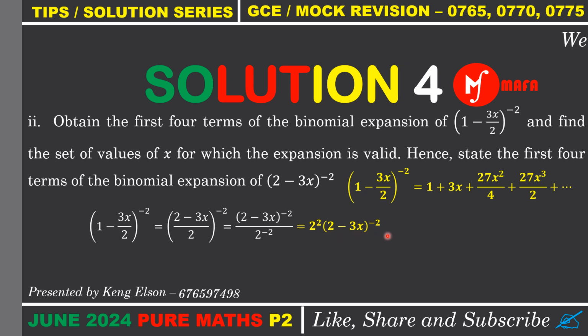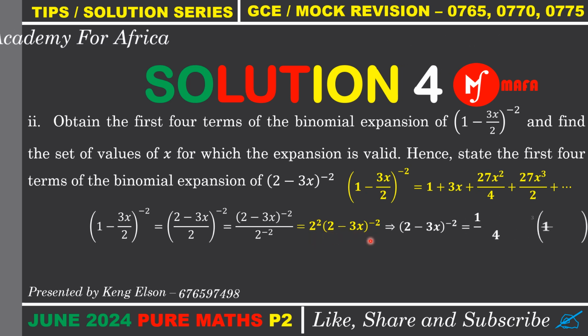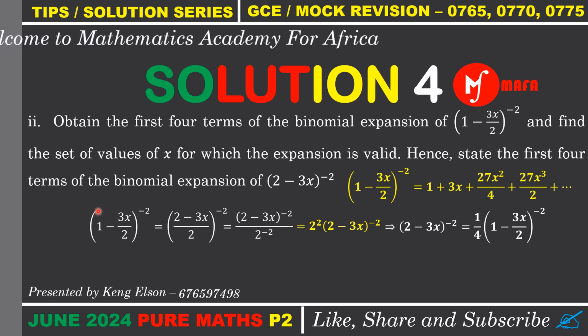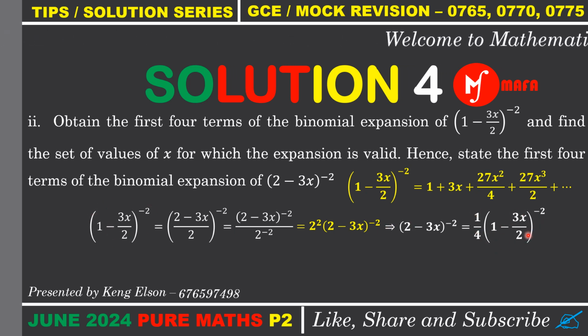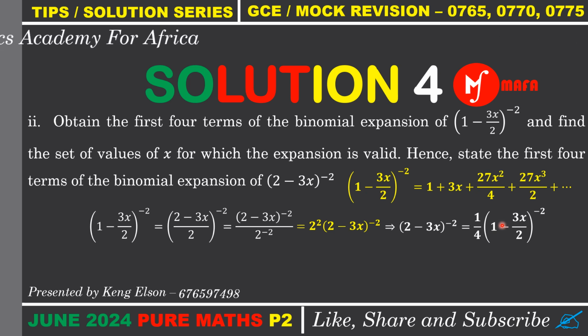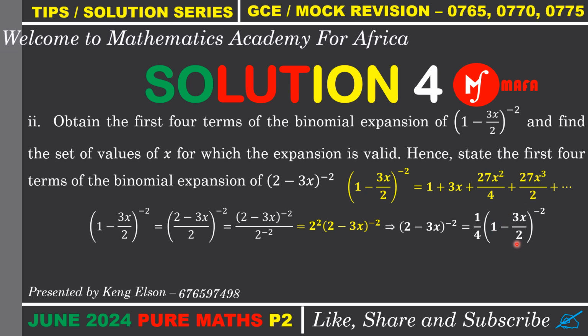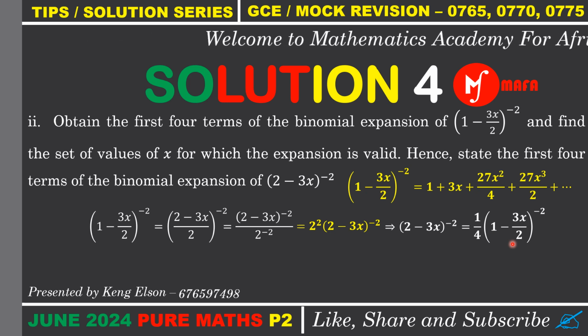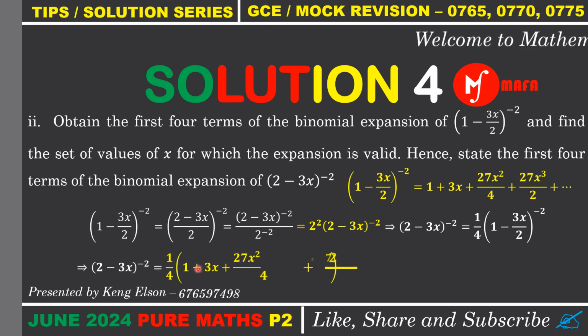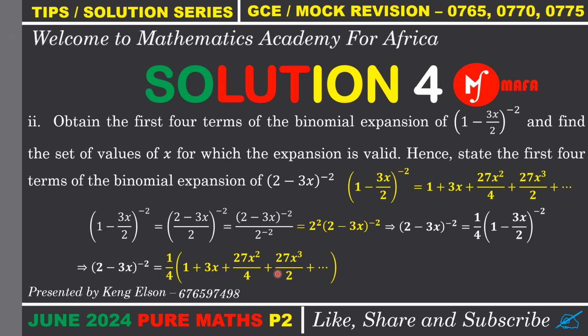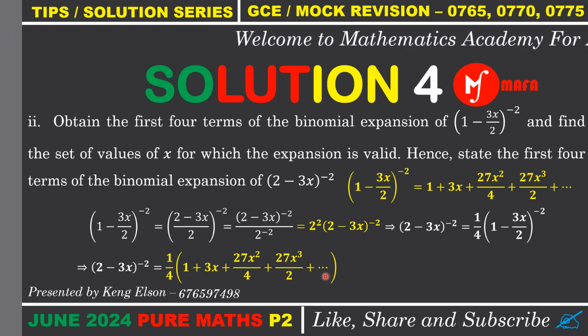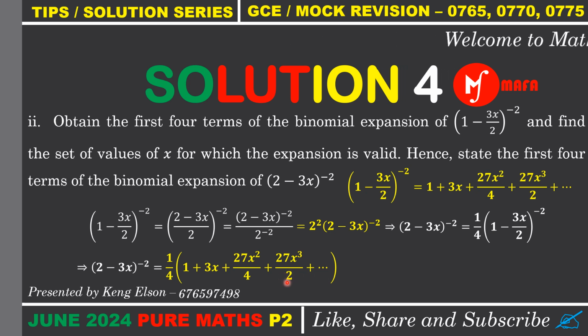So what is this guy? We divide both sides by 4, and we have that this guy is equal to this guy divided by 4, or 1/4 times this man. But we already have the first 4 terms of the binomial expansion of this quantity. We had it already, alright? So it means that the first 4 terms of the binomial expansion of this new quantity is 1/4 times the first 4 terms of the binomial expansion of the previous quantity we already had.